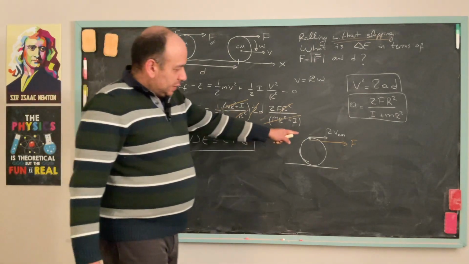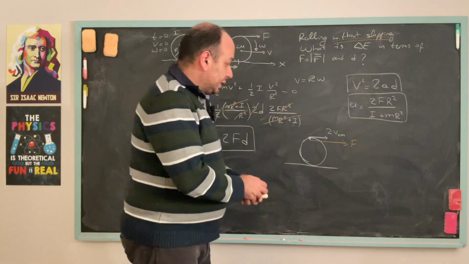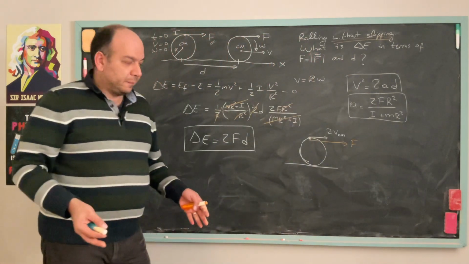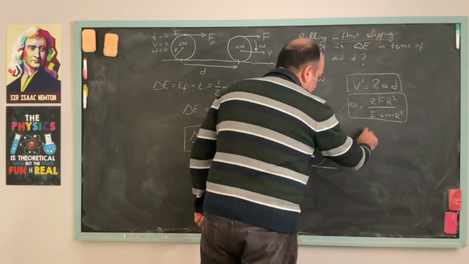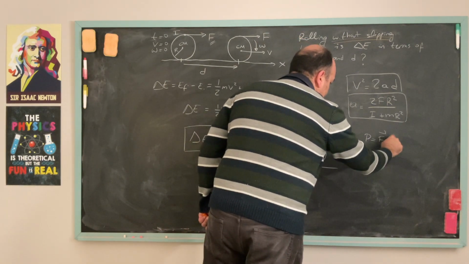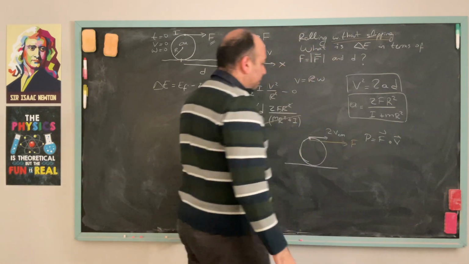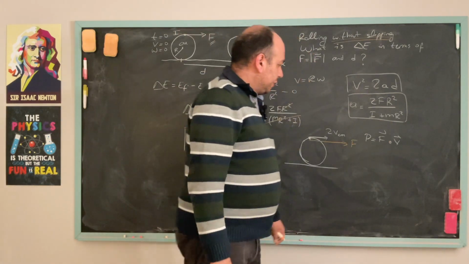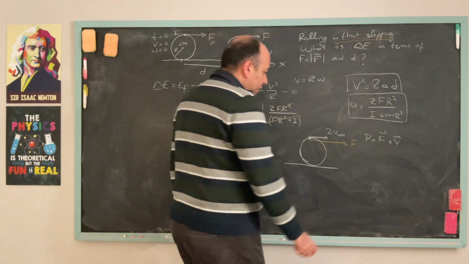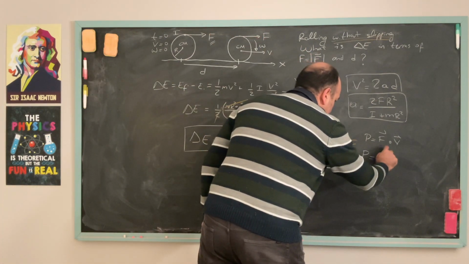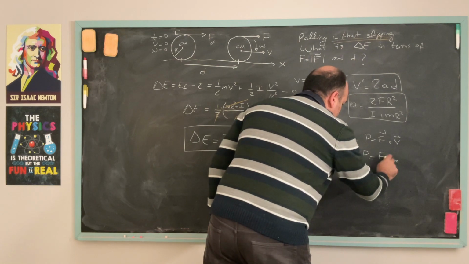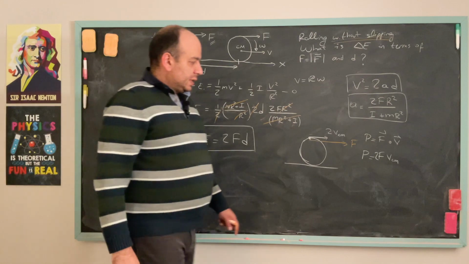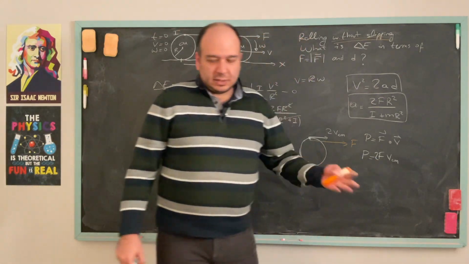So work done by this force can be calculated using the definition of power. So what is power? F dotted with V, right? Velocity. Since they are parallel, the dot product just gives you F times V, which is 2F times V center of mass. Okay, so this is time dependent. V center of mass is time dependent.